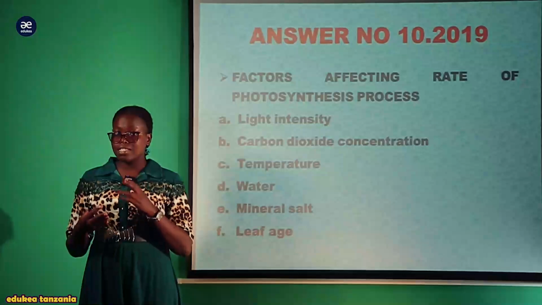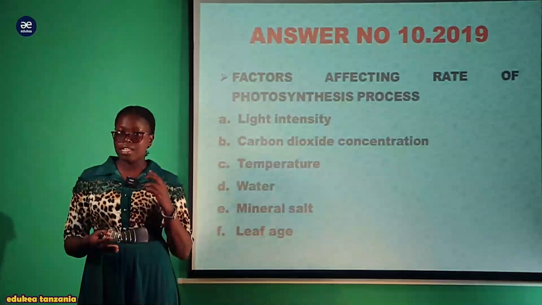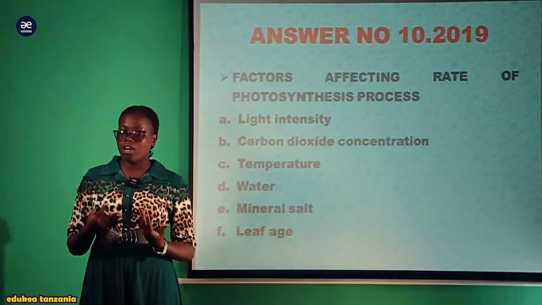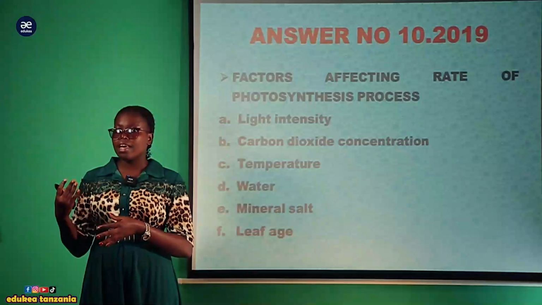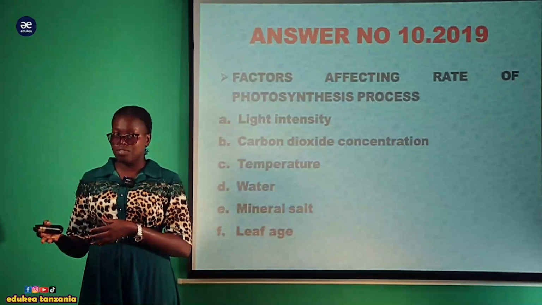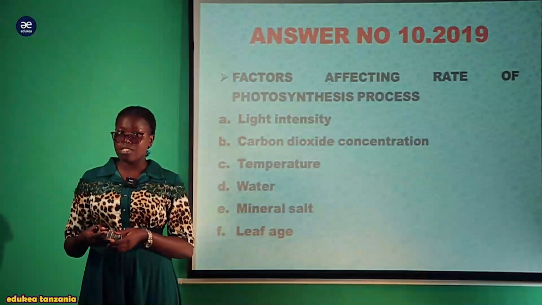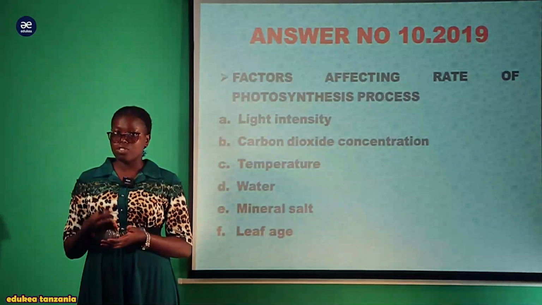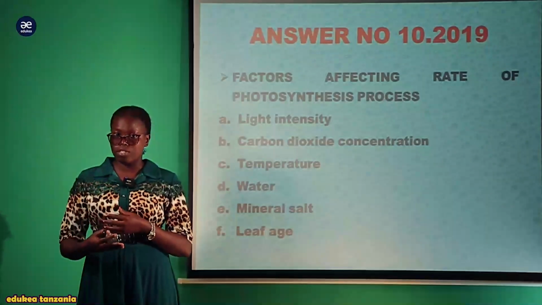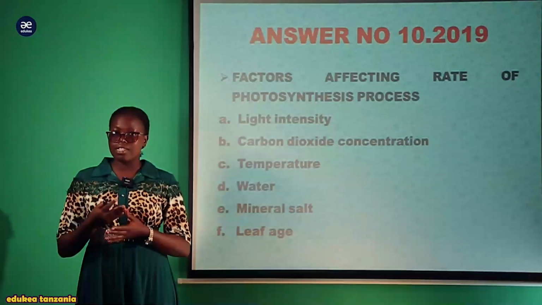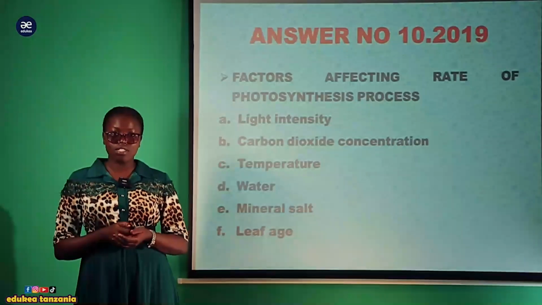So light is needed for photosynthesis to take place, meaning that low light intensity will affect the rate of photosynthesis, because photosynthesis is an enzyme-controlled reaction, so everything is required at an optimal range. So a low amount of light can affect the photosynthesis process.